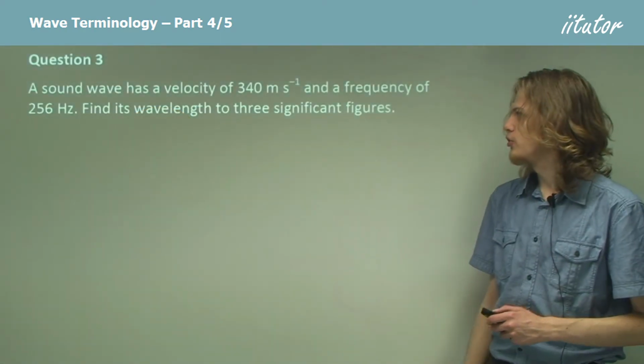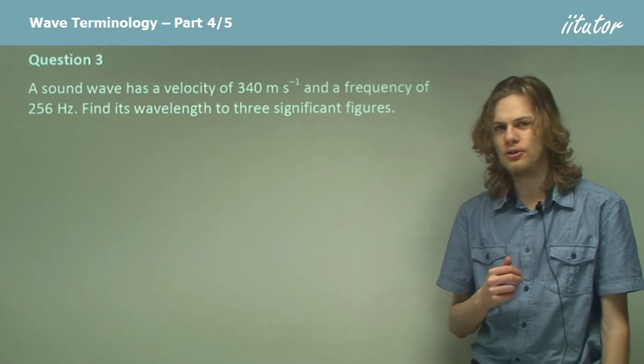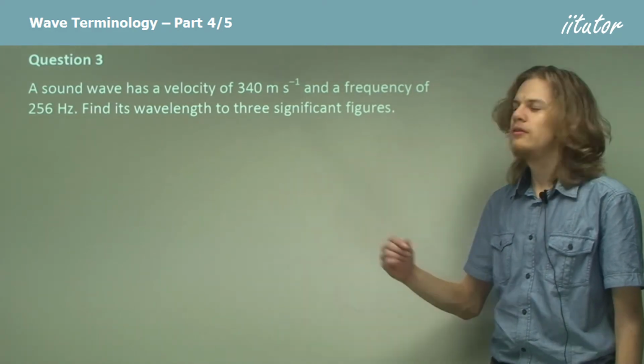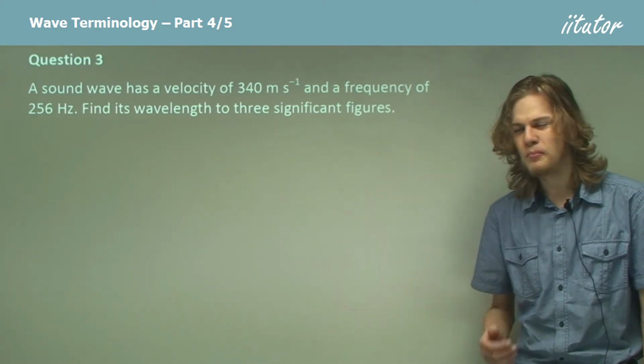A sound wave has a velocity of 340 meters per second and a frequency of 256 Hz. Find its wavelength to three significant figures. I hope you remember your scientific notation rules.